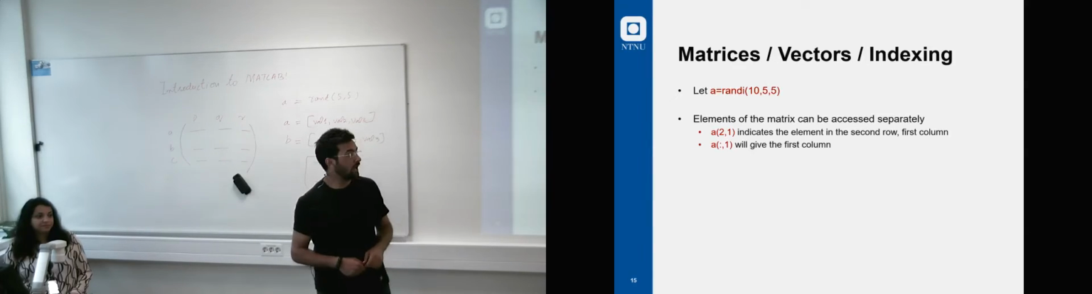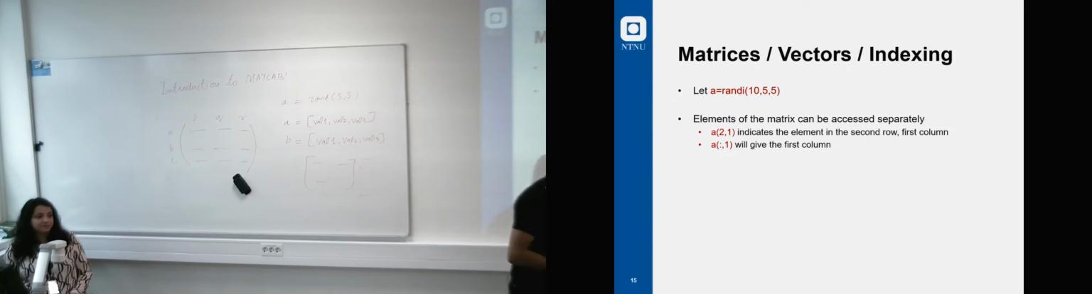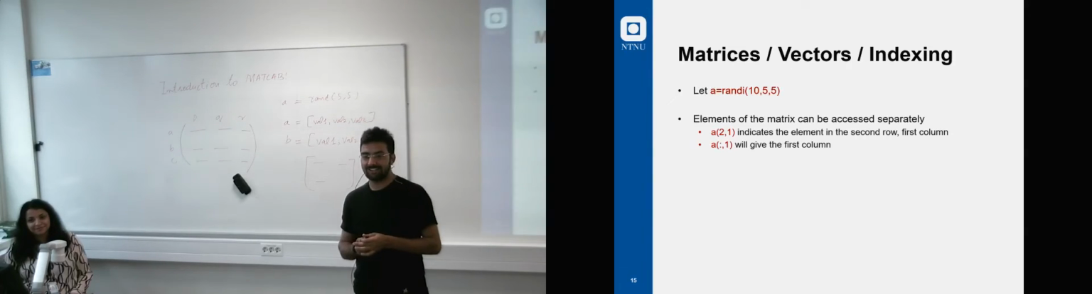If I have to extract all the elements of the third row, what will I write? All the elements of the third row. Anyone else? No?